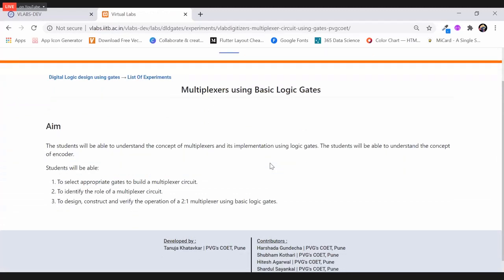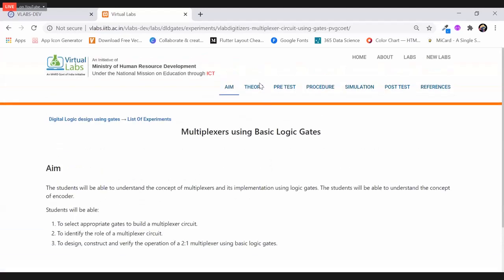The students will be able to select appropriate gates to build a multiplexer circuit, to identify the role of a multiplexer circuit, and to design, construct, and verify the operation of a 2:1 multiplexer using basic logic gates. So these three things are the outcomes that we're looking for when I'm designing the circuit. Yes, can we go ahead with it? Yes, ma'am.